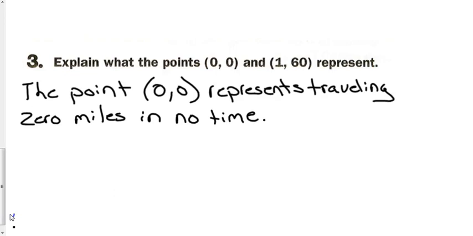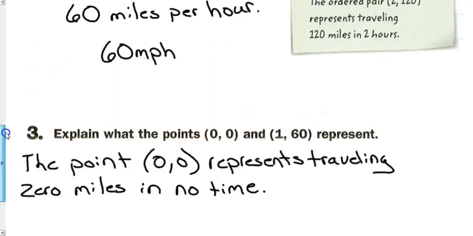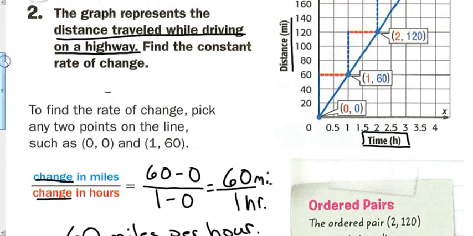Well, let's look at (1, 60). What does (1, 60) then represent? So let's go back up here again at (1, 60). Well, 1 represents our x-axis, which in this case was time. So 1 represents 1 hour. 60 represents the amount of distance you've covered in that amount of time.